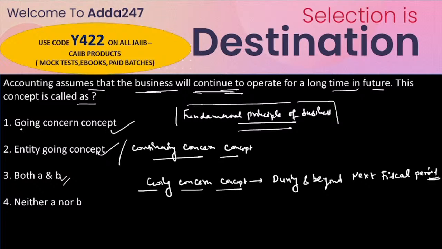So the business will continue to operate for a long time in future, and the name itself suggests the same thing that is written here. It is known as the going concern concept, as well as the entity going concept, which is also known as the continuity concern concept. So the answer would be both A and B. This would be the right answer here.